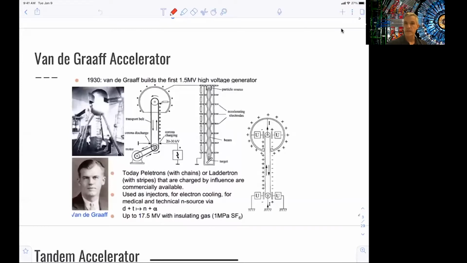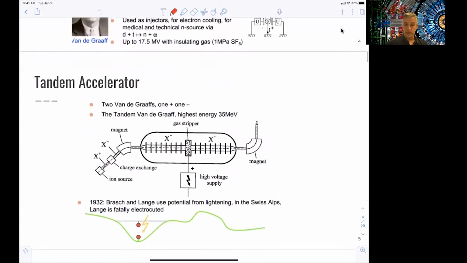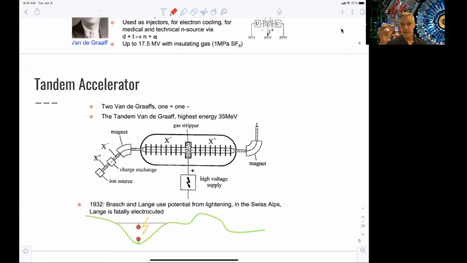If you are using insulating gas under certain environmental conditions, you get up to 17.5 megavolts, which then can be used in order to accelerate. You can use the electric field twice in the tandem accelerators by just changing the direction of the voltage.